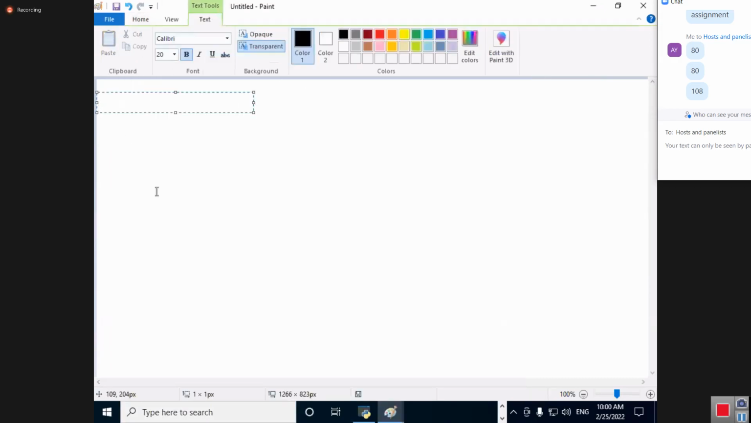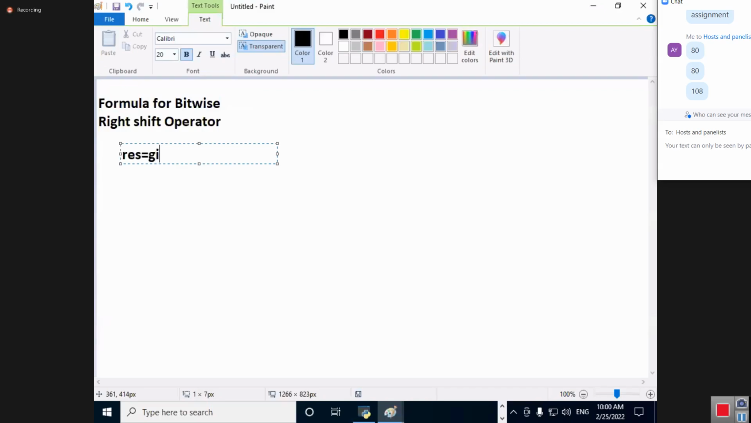Which formula? Bitwise, which operator? Right shift operator. You see, RES is equal to something, what is my given data, right shift, number of bits. This is your formula, right?